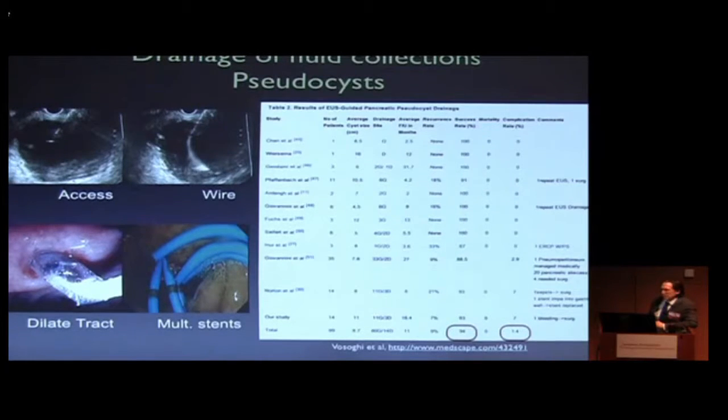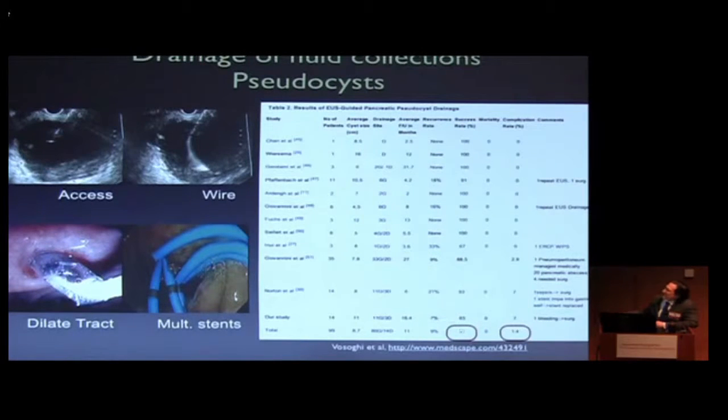Now let's switch over to the drainage of fluid collections. You're all familiar now with drainage of pseudocysts, which are pure fluid collections. I think we have a fairly standardized procedure today where we access the duct with a 19-gauge needle, pass our wire, dilate the tract, and then place multiple stents.